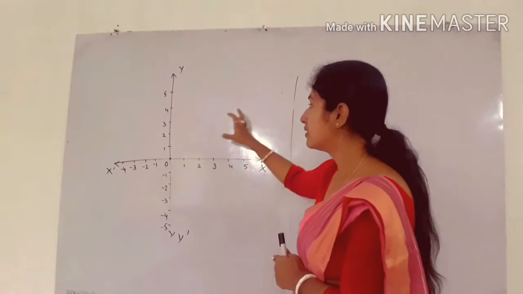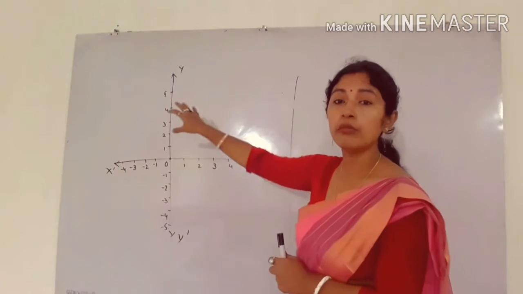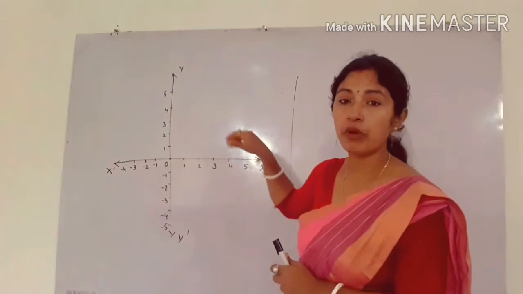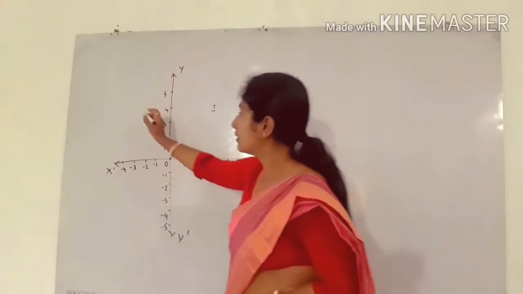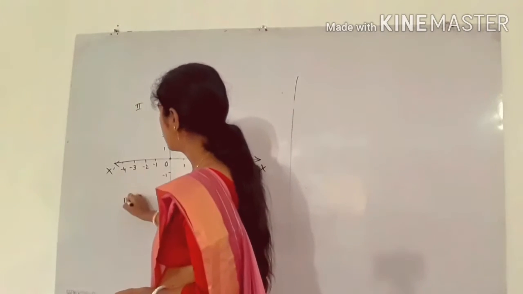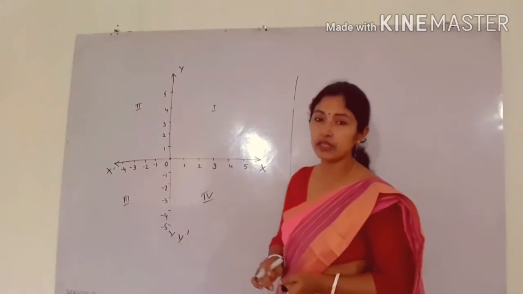Then the plane is divided into four equal parts, and each part is called what? Quadrant. So this is the first quadrant, this is the second quadrant, this is the third, and this is the fourth. Already you know how to represent a coordinate.